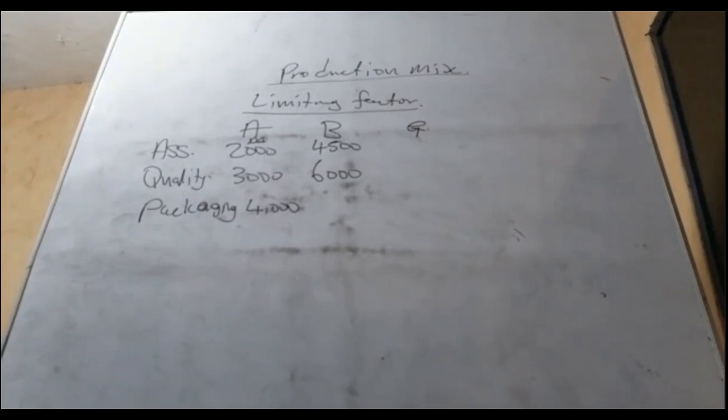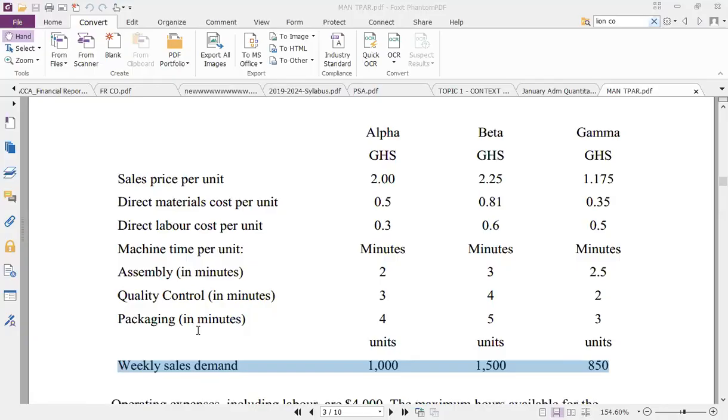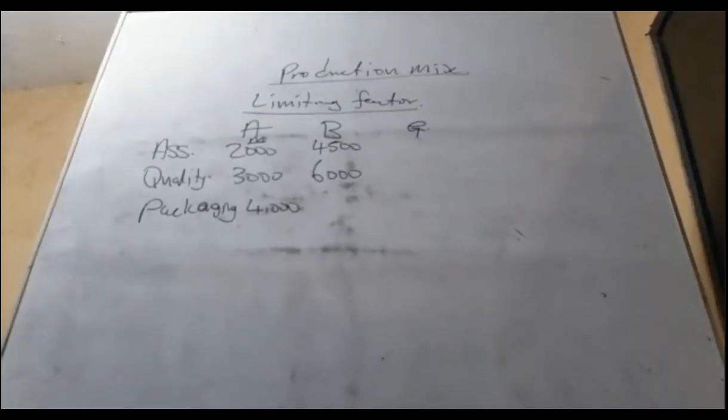So we go to still beta packaging. We need 5 minutes. So each unit takes 5 minutes to do the packaging. So in all, we are producing 1,005. So 1,005 by 5 ought to be the answer. That's 7,500. 7,500.